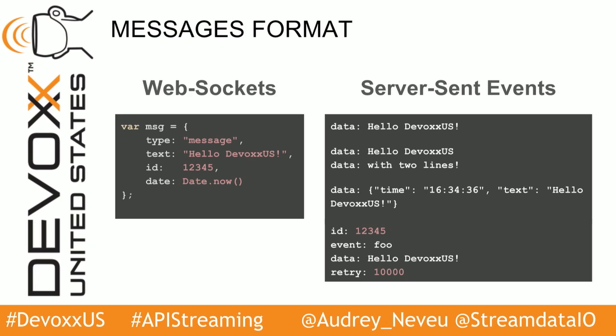Now looking at message format. In WebSockets, nothing is defined in the specification, so it's up to you to decide what fields will be in your message. It's up to you to parse and unparse it too. In server-sent events, a message is any line of text beginning with the data prefix. So it can be a single line of text. It can be two lines of text or more. It can be a JSON object. Everything works.